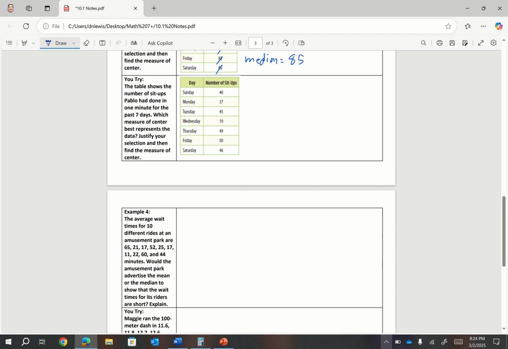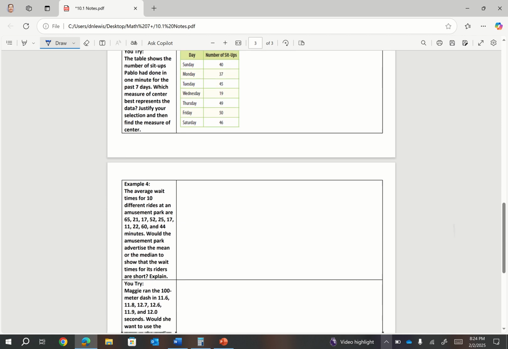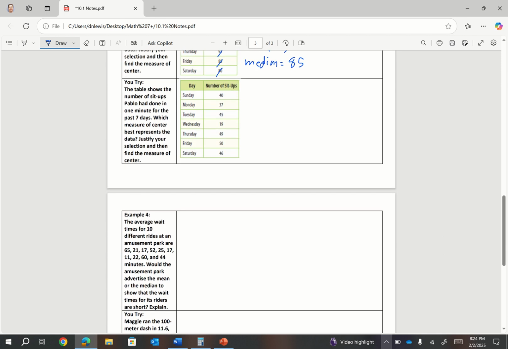All right, you try. Find all the measures of center and then pick the one that represents the data best. This is the sit-ups done in 1 minute for the past 7 days that Pablo did.